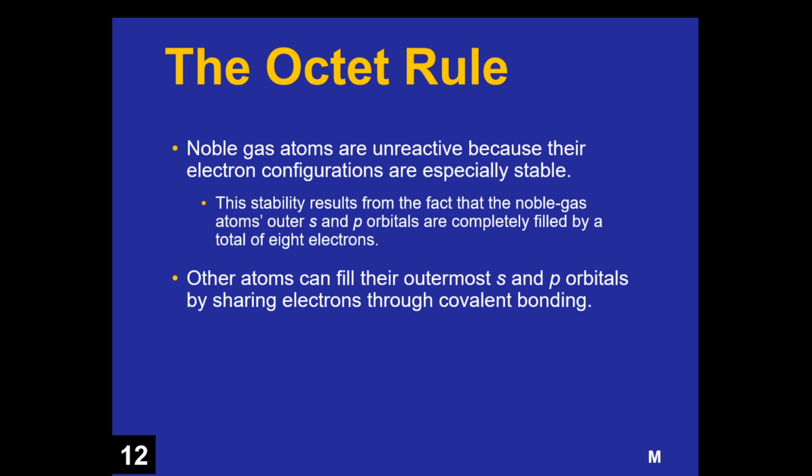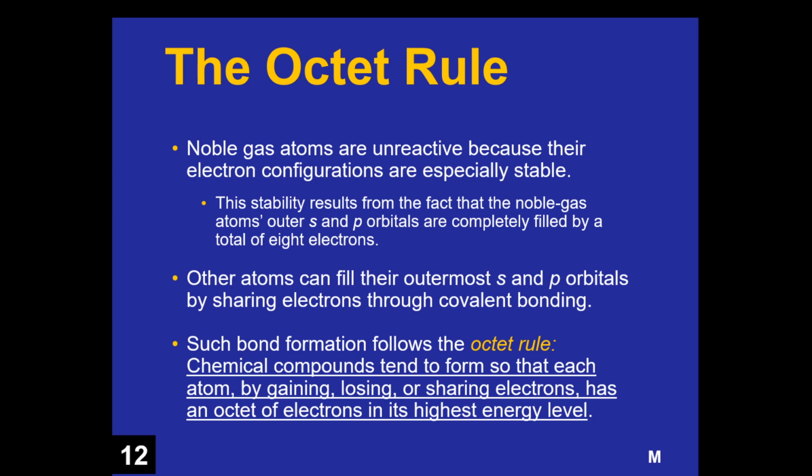Now, other atoms can look like noble gases by filling in their outermost s and p orbitals by the 2 methods we just talked about, by sharing electrons or transferring electrons. So they can become more stable by filling up their s and p orbitals. So such bond formation follows the octet rule.